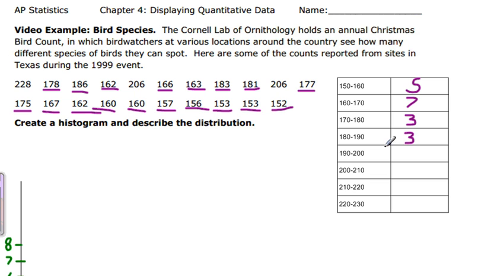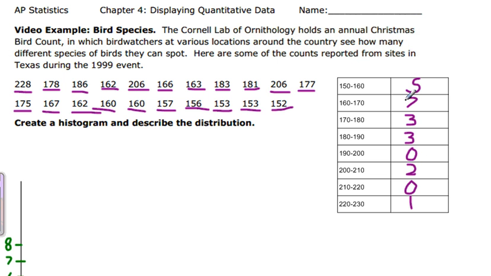Then I go to 190 to 200. Well, none of these left over are between there. So that's a 0. 200 to 210, I have a 206 and another 206. So that's 2 values. 210 to 220, I don't see any. And then 220 to 230, I have 228, so I have one value. So like I said before, there were 21 values total, so make sure these add up to 21, which they do.